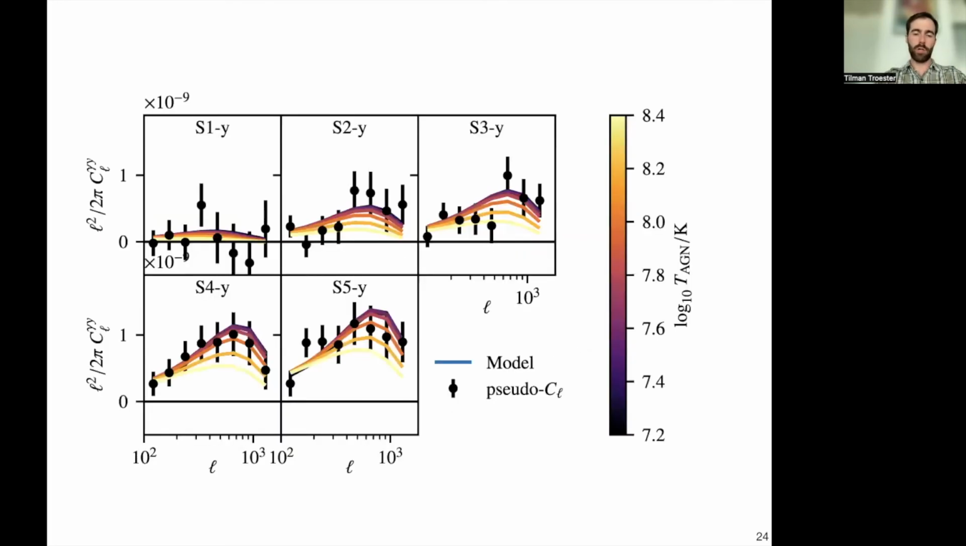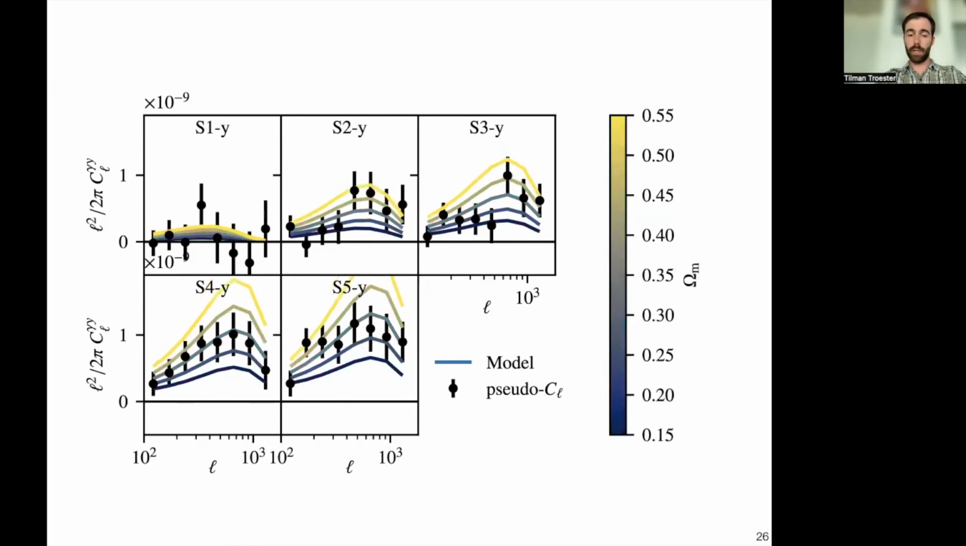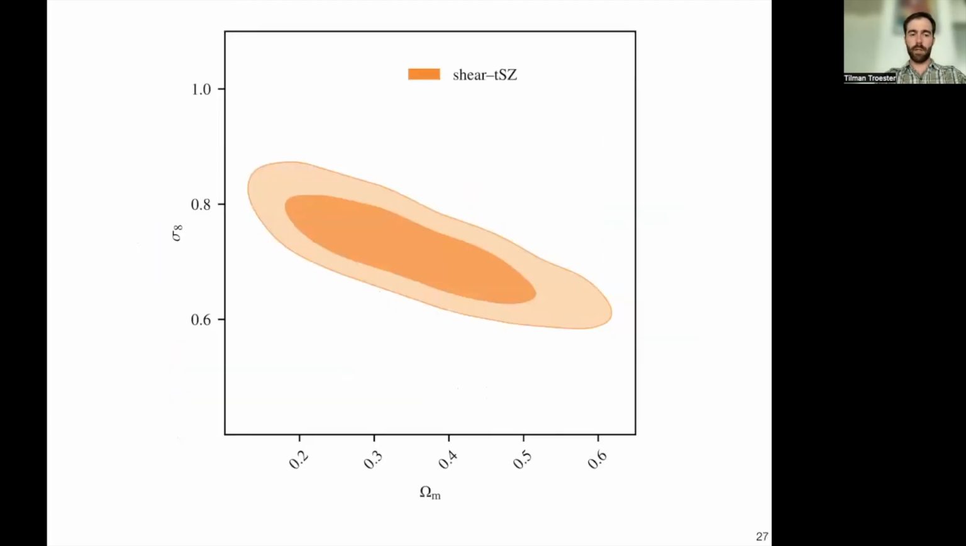So then we can plot this model prediction against the actual data, and then, for example, vary the strength of AGN feedback. So it's shown here for the range of scales we use. If you increase the feedback, that essentially causes just a suppression of power because gas gets expelled out of halos. But because it has an underlying halo model, we can also change the cosmology, like sigma 8, omega m. And then we run a full Bayesian analysis to infer both cosmology and baryonic feedback strength.